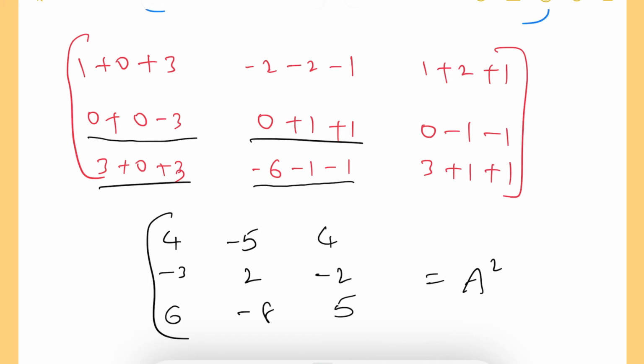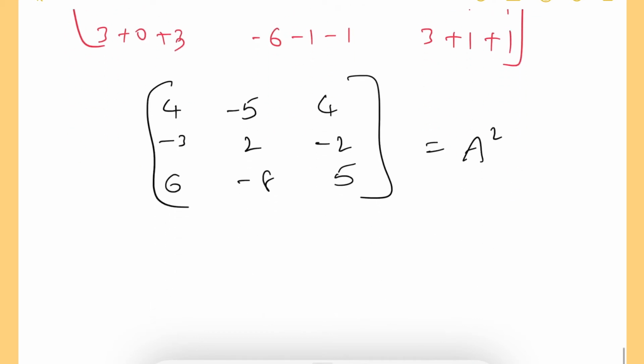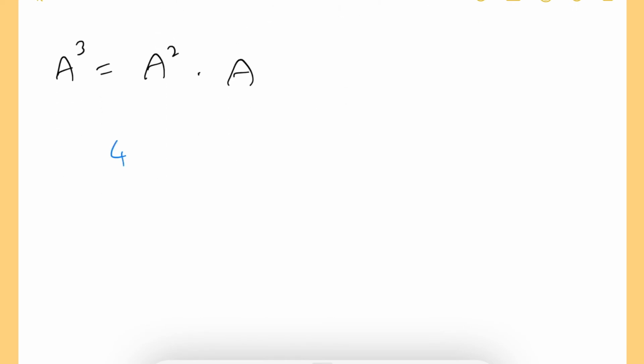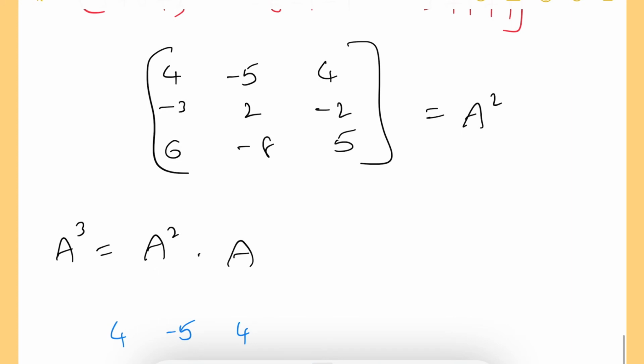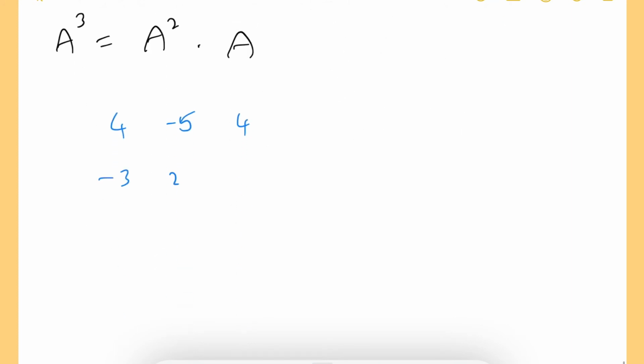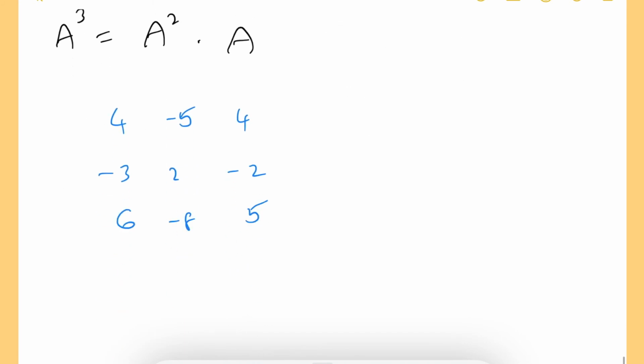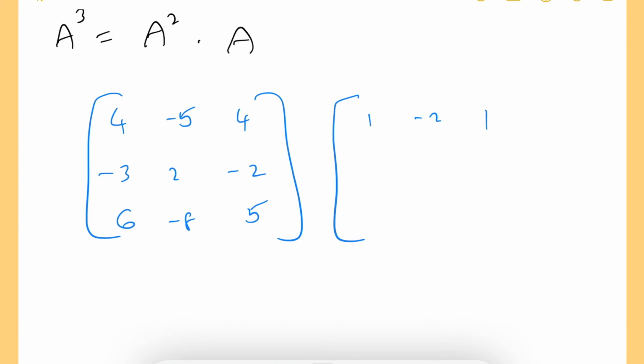Next, we want the A cube value. A cube is nothing but A square into A. So A cube is equal to A square into A. Just now we got the A square value, so let us substitute that: 4 minus 5 4, minus 3 2 minus 2, 6 minus 8 5. This we need to multiply with matrix A, that is 1 minus 2 1, 0 1 minus 1, 3 minus 1 1.